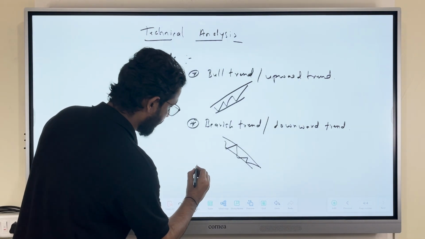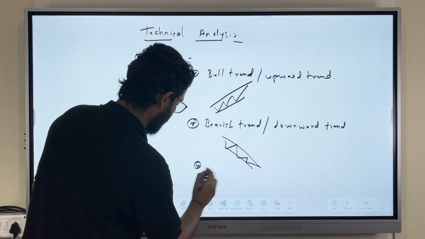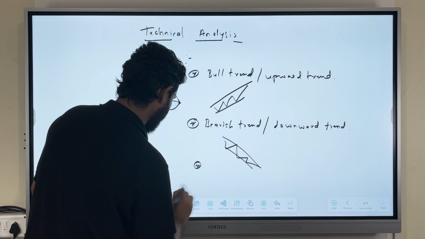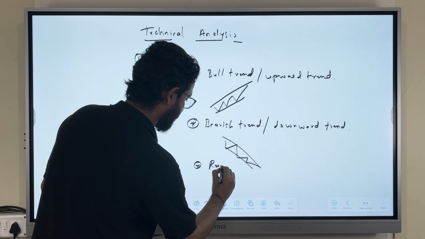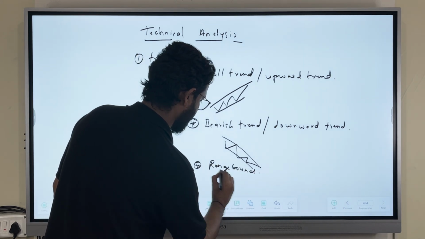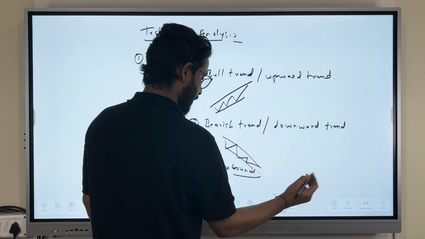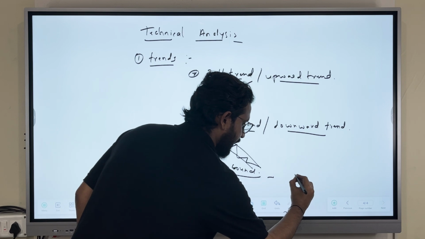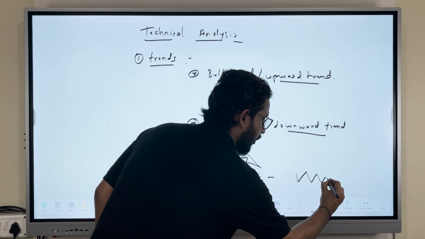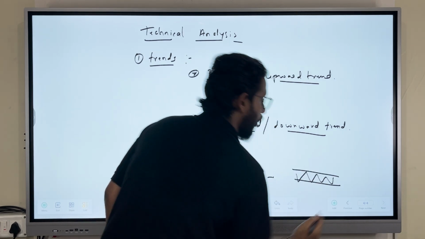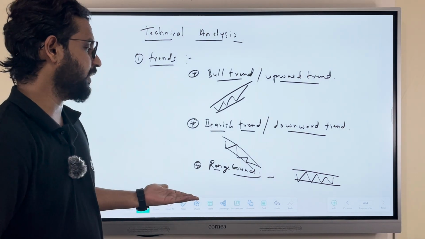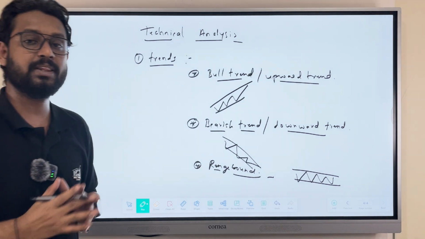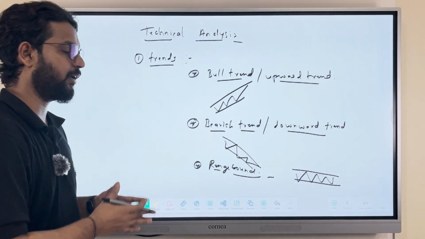Now the third one being consolidation or else range bound. So if you see a trend which is neither going up nor going down, okay, it is hitting the same old highs and prior lows, then we call it a range bound trend or a consolidated trend. So these trends help the traders to determine the movement of the market at a particular time.